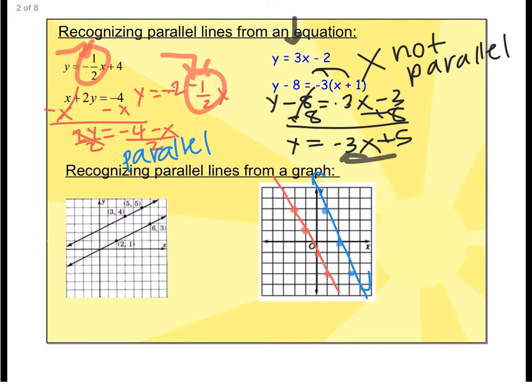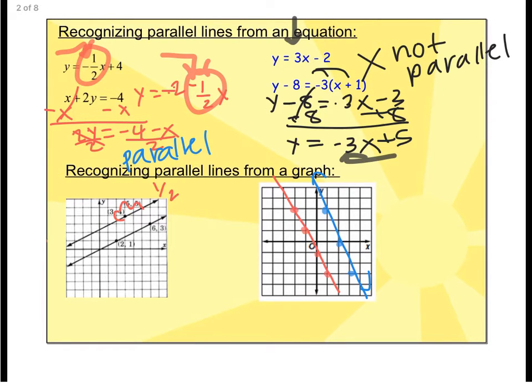Alright, we can do the same from a graph below. From a graph, it's pretty quick. We just need to find the slope of each line to see if it's the same. My word of warning always is don't assume by looking at it that it's parallel. Make sure you actually check. So for the one on the left, the top line, I would have to go up 1, and then it looks like over 2, so my slope of that one is 1/2.